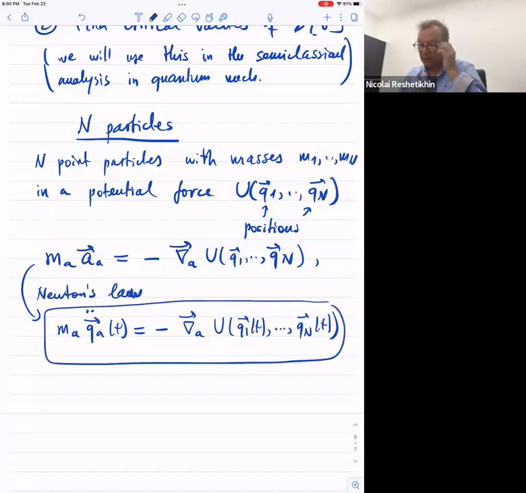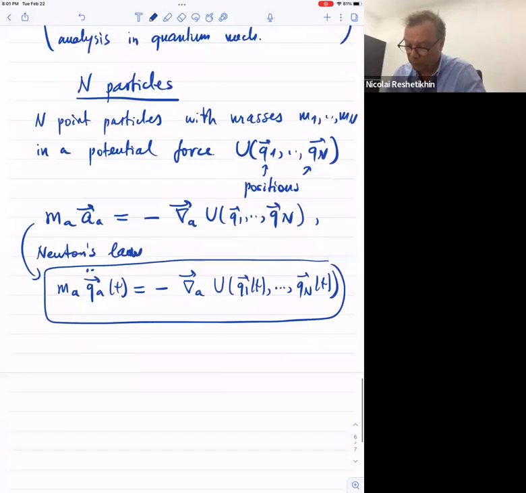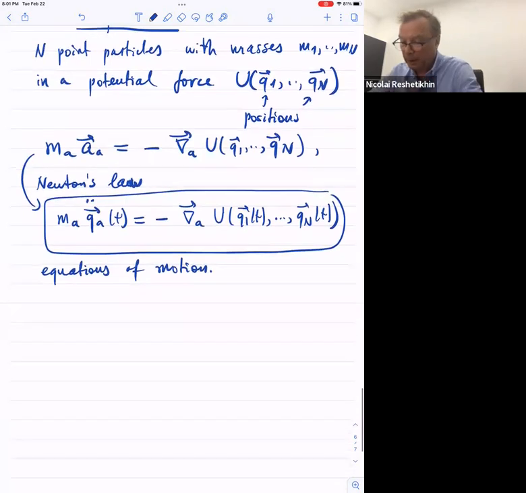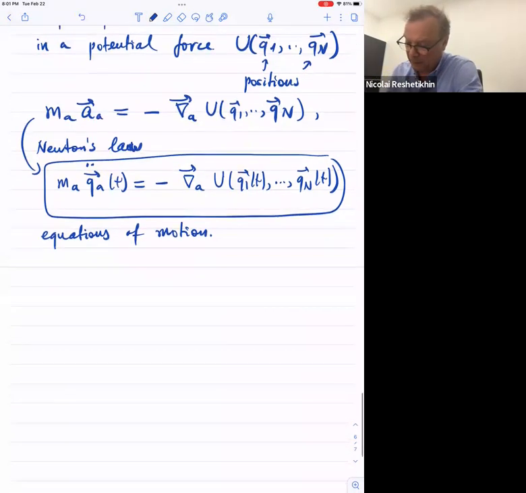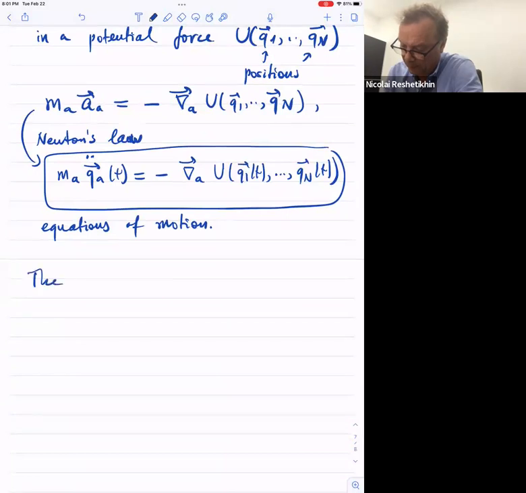And these are the equations of motion of our system. So it's a simple exercise to see that, similarly to a single particle, it can be written as a variational principle. The Lagrangian formulation.